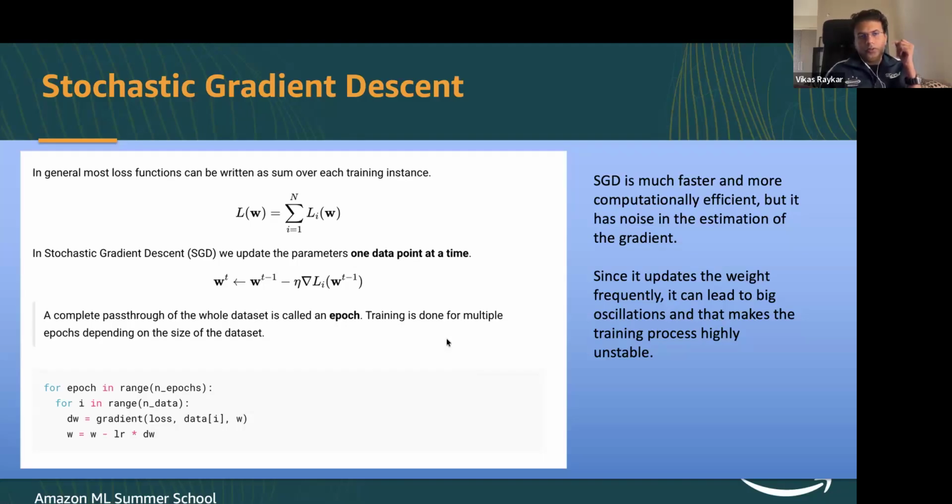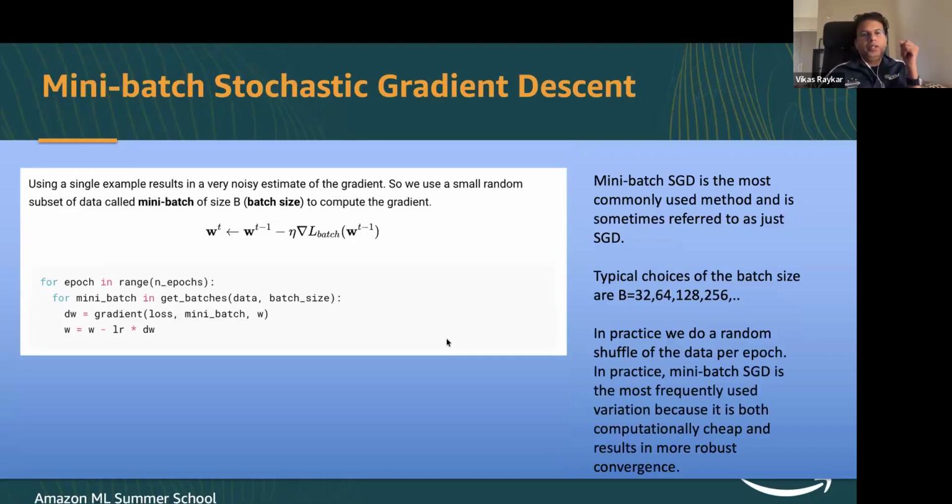So what is now commonly referred to as SGD is what we call mini batch SGD. We know that using a single example results in a very noisy estimate of the gradient. So we use a small random subset of the data, called a mini batch of size B, to compute the gradient. This is essentially exactly like the previous one, but rather than one example, let's use B examples.